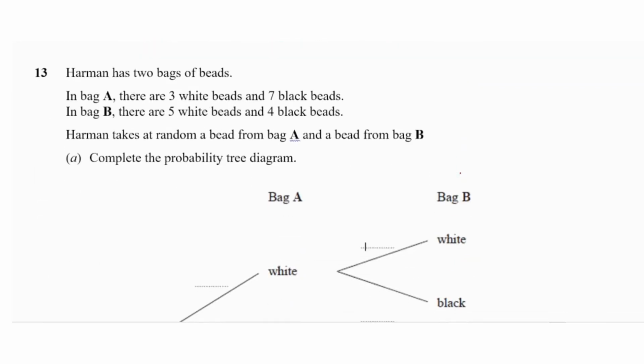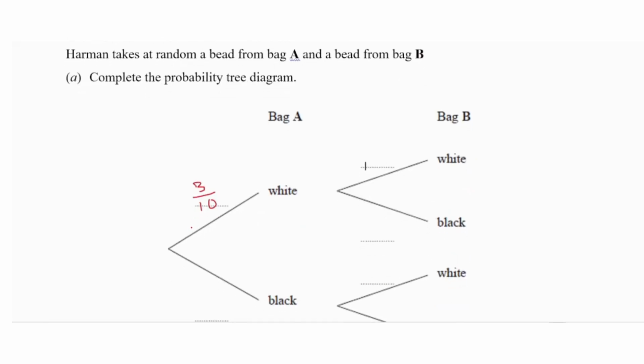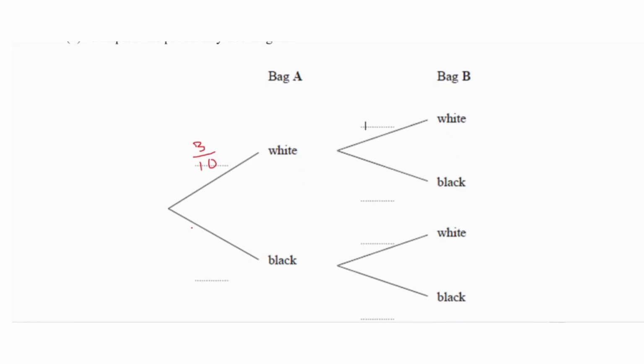Okay, let's move on to number 13. Number 13 says Herman has 2 bags of beads. In bag A, there are 3 white beads and 7 black beads. Altogether, they have 10. So we're going to write down the probability of white is 3 over 10. What's the black one? It is 7 over 10. Let's write it down on the given line. So this is 7 over 10.